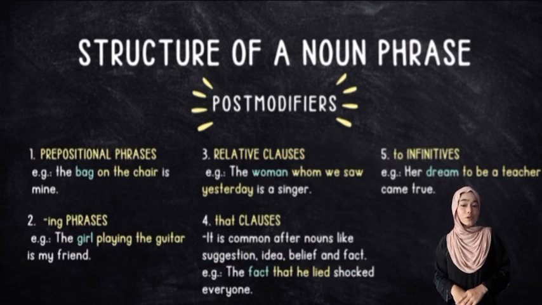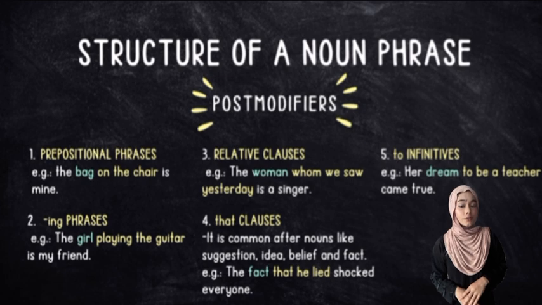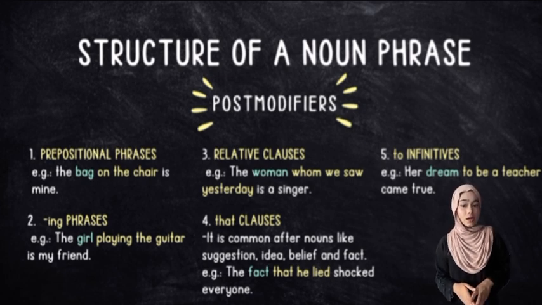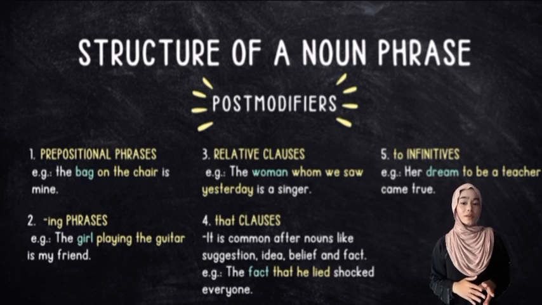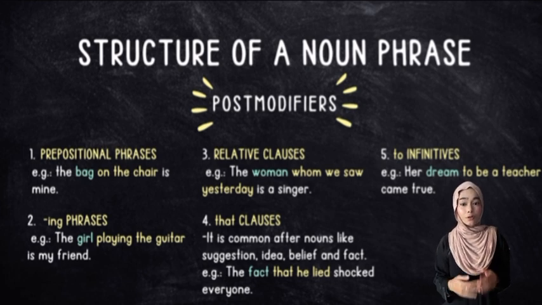Now, let's move on to an important part of the noun phrase, the postmodifier. Remember, in the structure of a noun phrase, the postmodifier comes after the head noun and adds extra detail. These are really useful for making your writing more specific and informative. There are 5 common types of postmodifiers and we'll go through each one with an example. The first one is prepositional phrases. These begin with a preposition and give more information about the noun.